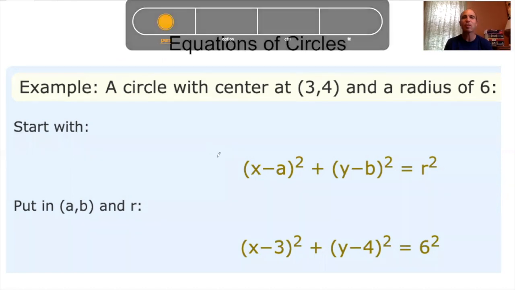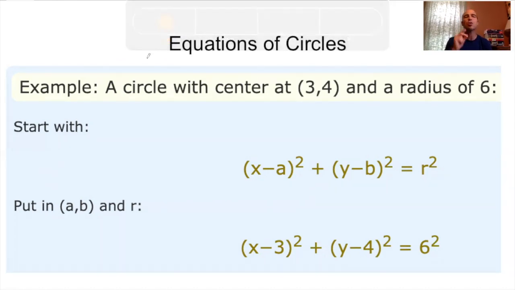The thing I want you to really understand here is there's only 2 things that matter when you're dealing with a circle. One thing is the center. Where is the circle? And the other thing is the radius. How big is the circle? Those are the only 2 things that matter. If you keep that in mind, you get yourself a nice, neat formula here.